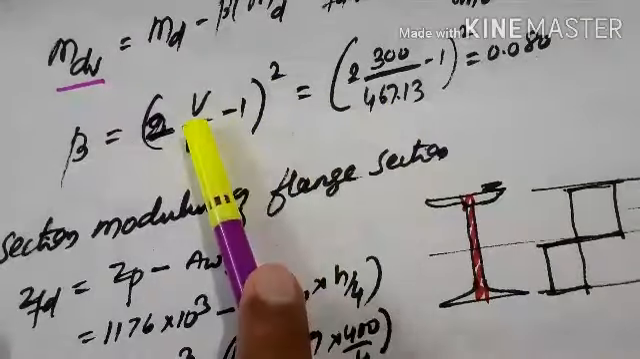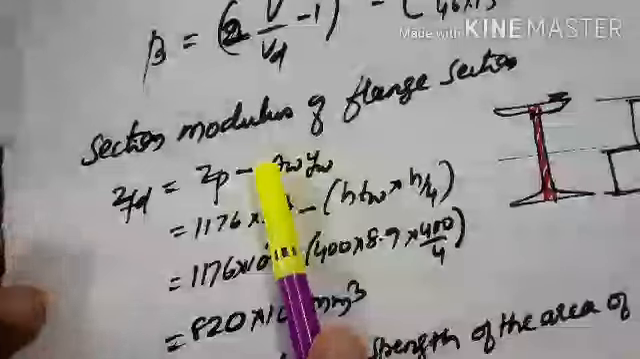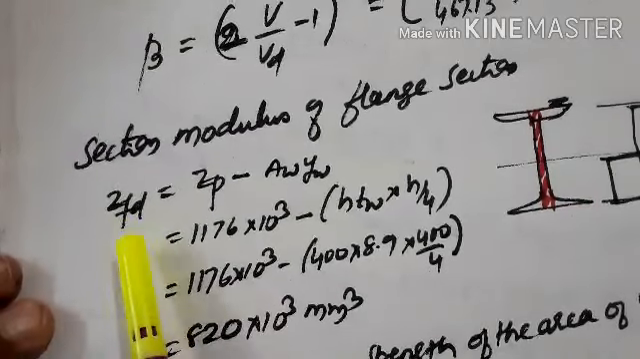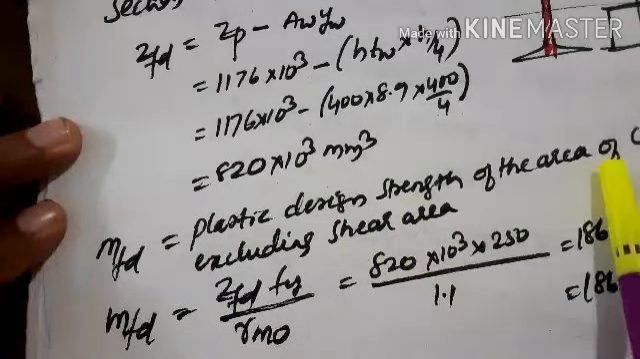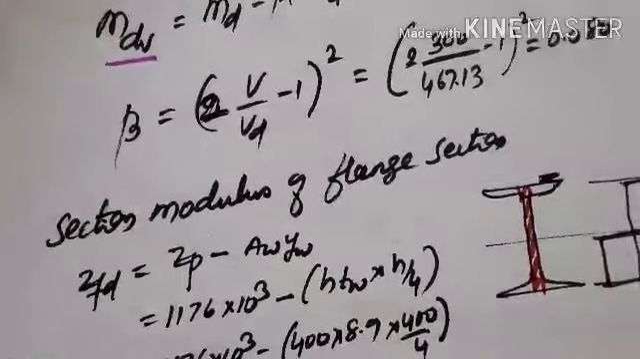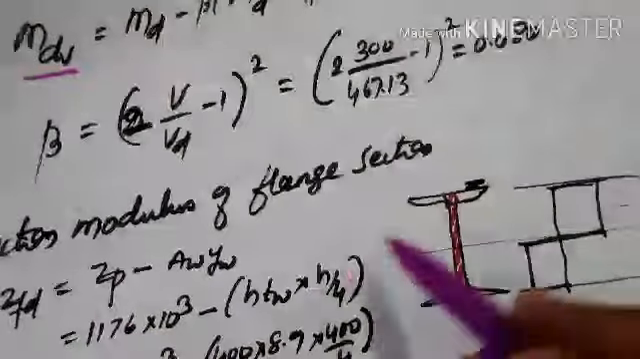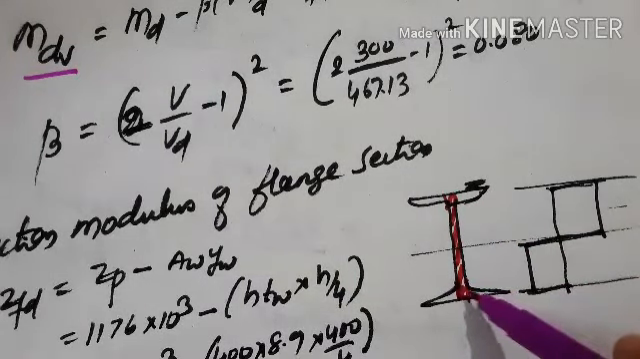2 into V, I have calculated already, 300 divided by design shear strength, then we have got this much beta value. Then the section modulus of the flange section, that is ZFD, you have to calculate. So this ZFD is required to calculate MFD, that is the plastic design strength of the area of cross section excluding the shear area. So when you calculate this ZFD, that is the plastic section of the whole section minus, you have to deduct this much area, the shear area.